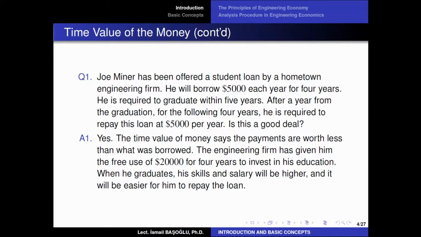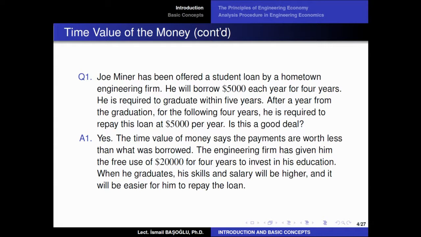Okay. Now, the time value of money says that the payments are worth less than what was borrowed. So if you borrow $5,000 right now, and then you are going to pay your first installment 4 years from now, you get $5,000 right now, and your first payment of $5,000 is going to be paid 4 years from now. So $5,000 today is much more valuable than the $5,000 4 years from now. Okay. So you can do many things with $5,000.